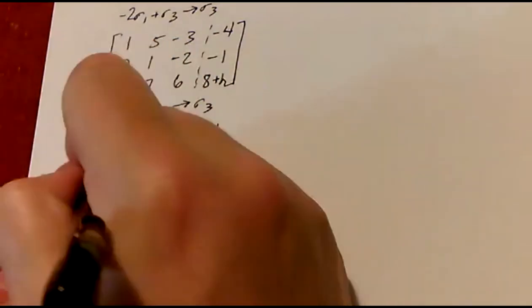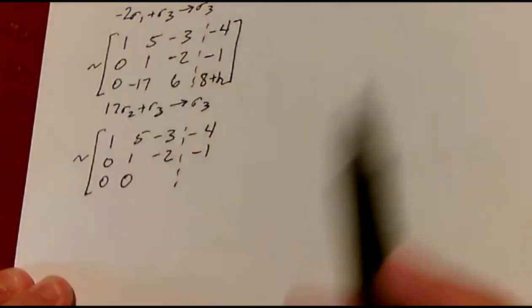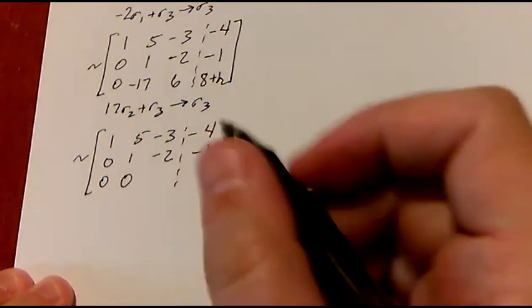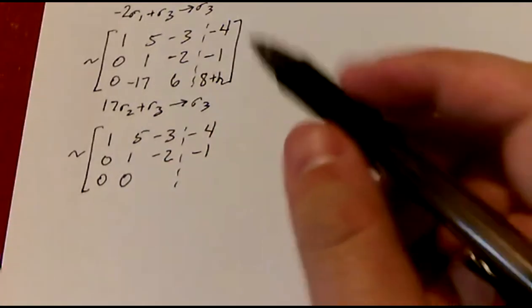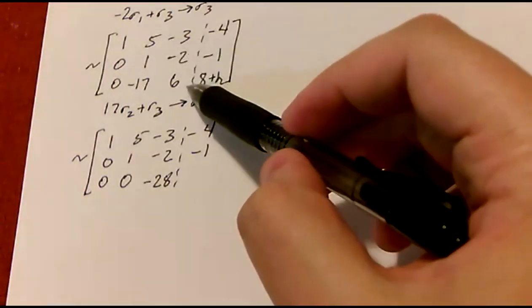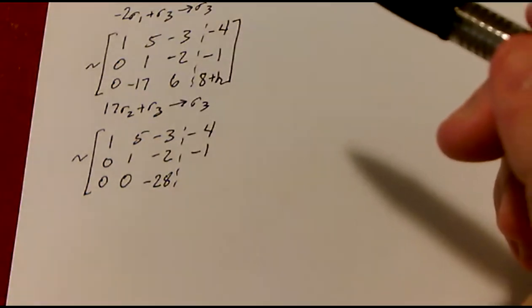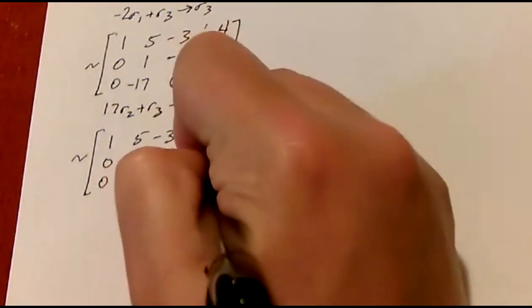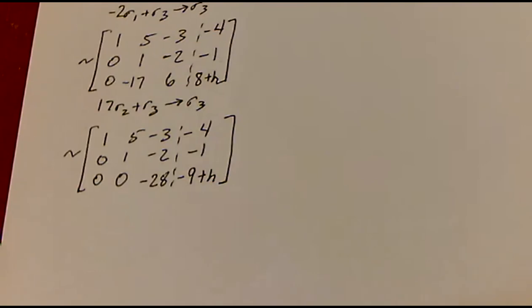Row 3 now, 0 plus 0 is 0. 17 times 1 is 17, and 17 minus 17 is 0. 17 times -2 is -34. Add 6 to that. That's -28. -34 plus 6, -28. Then -17 plus 8 plus h. Well, -17 plus 8 is going to leave me with -9 plus h.